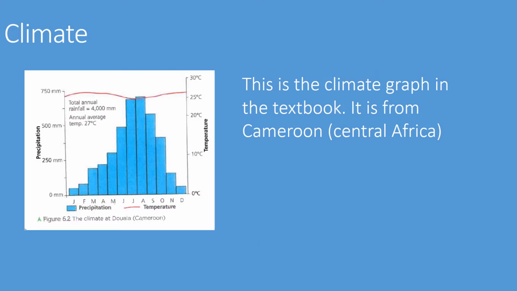So here's the climate graph from the textbook. And it's from Cameroon, which is in Central Africa. If you look carefully, you can see the very high temperatures there. It actually tells you the annual average temperature is 27 degrees. And also you'll notice it tells you that the rainfall is 4,000 millimeters.